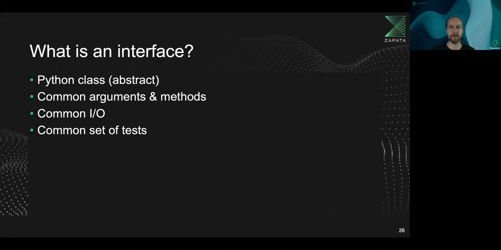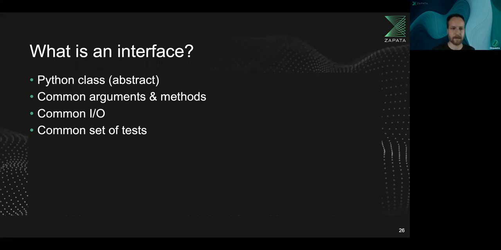Another thing that might be pretty useful is that you can have a common set of tests for all classes implementing a given interface. So for example, if you want to implement a new backend, you already have a set of tests that this backend should pass. So it's easier to control the quality of the code.